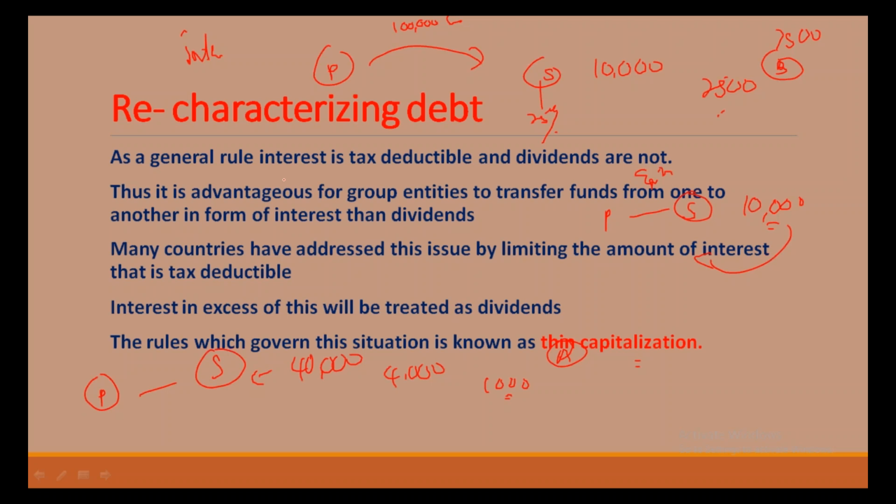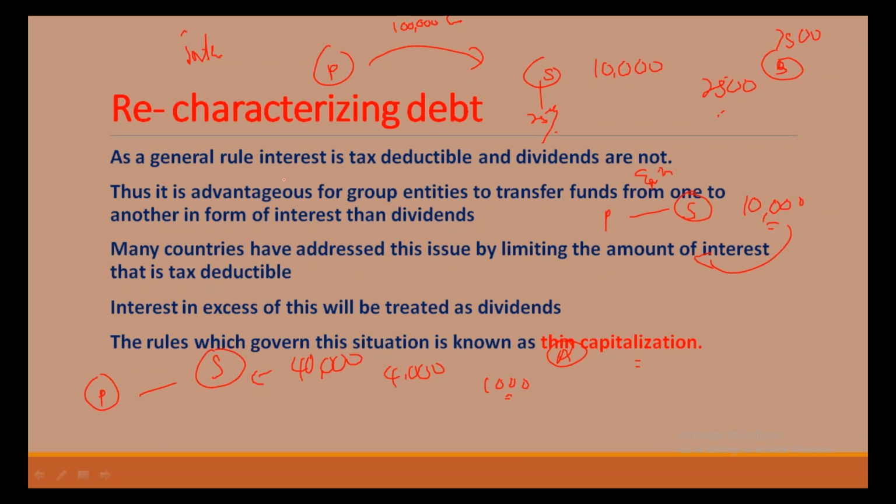That's what that's called, thin capitalization. That is, in other words, thin share capital. Thin share capital, big loans. A lot of companies were doing this for a particular purpose, to save taxes. But the tax authorities have come very hard on this, and now they have something called thin capitalization.